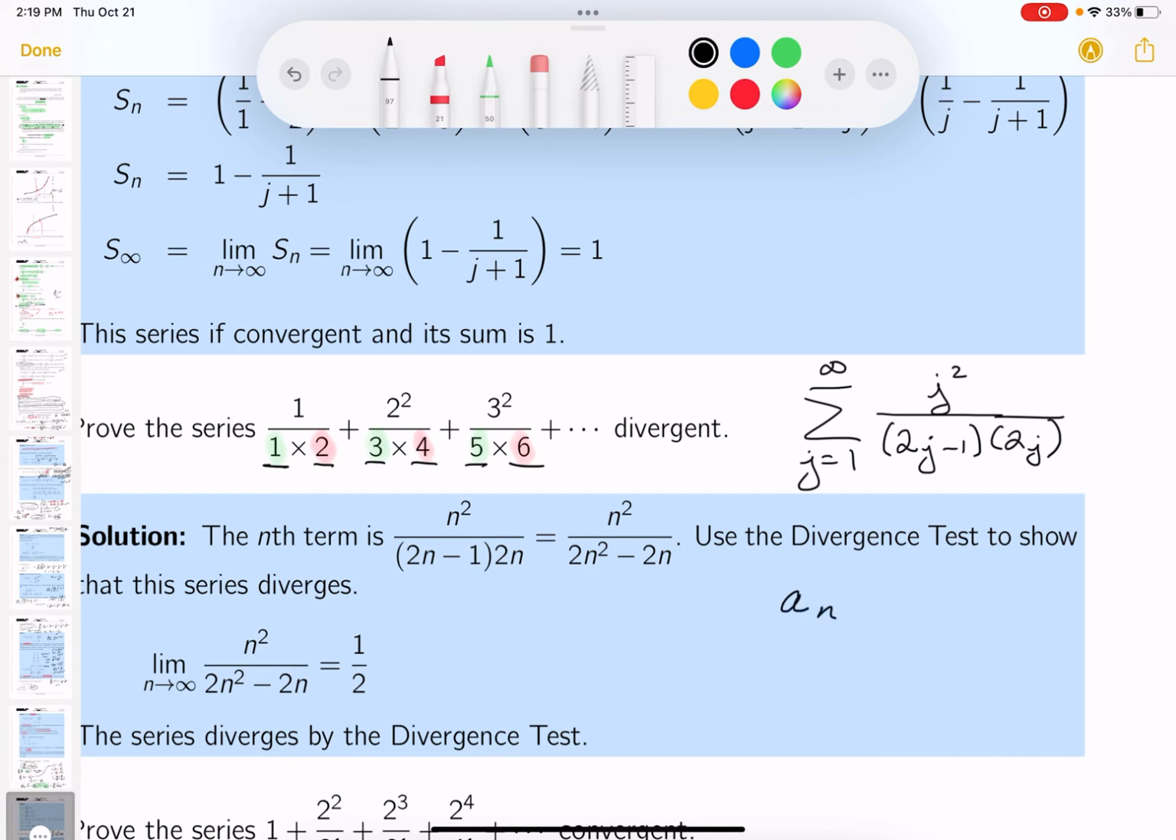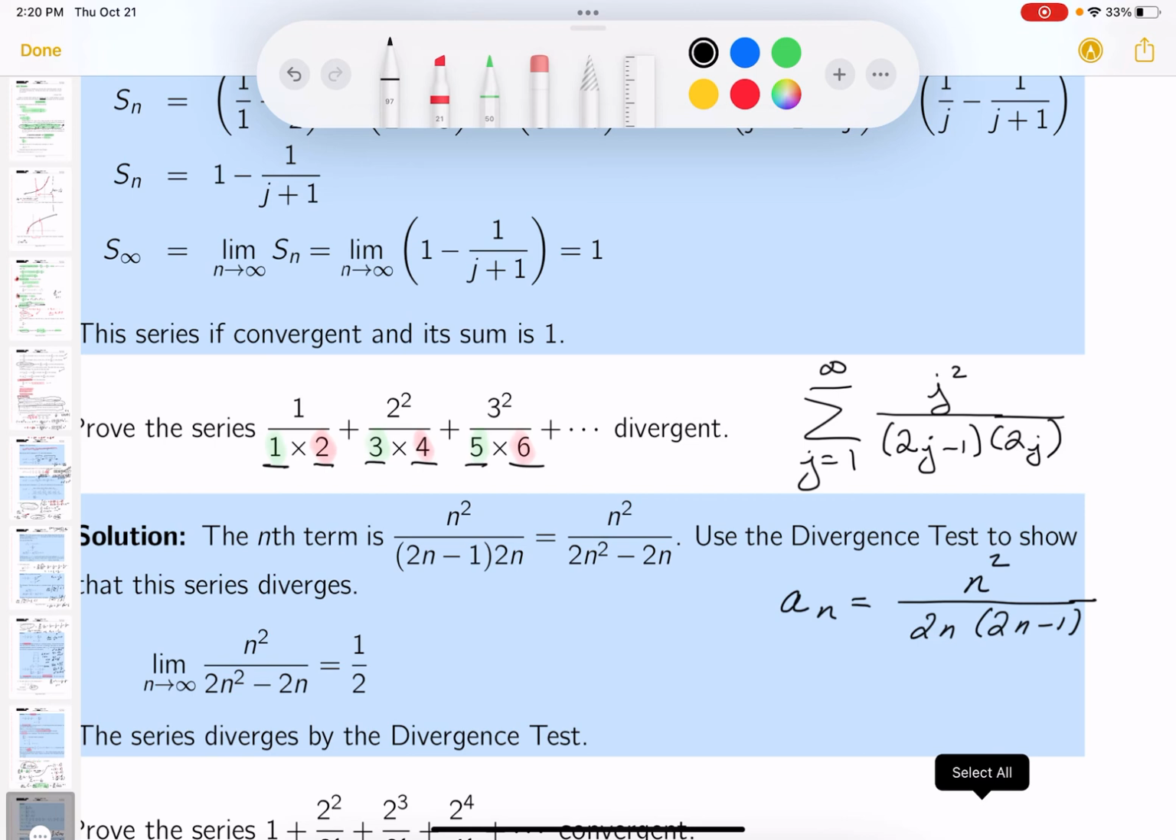Well, a_n is going to be equal to n squared. This is the nth term. The bottom is going to be, I'm going to write it a little differently. I'm going to write it as 2n times 2n minus 1. Right? I hope that's not too bad for you.